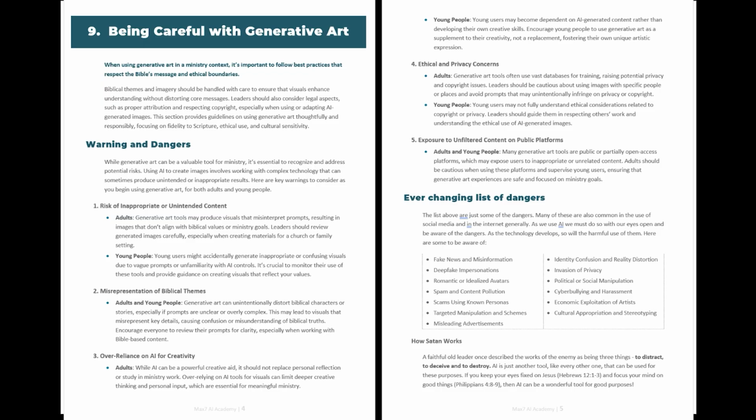Now, in the manual, you'll see that there are a few pages about being careful with generative art. Make sure you read those pages. Unfortunately, nothing we do online is completely safe, whether it be social media, searching the internet, watching YouTube, or using AI. Nothing is completely safe if you're not careful. So be wise and be prudent, especially if you're using this with children and young people.